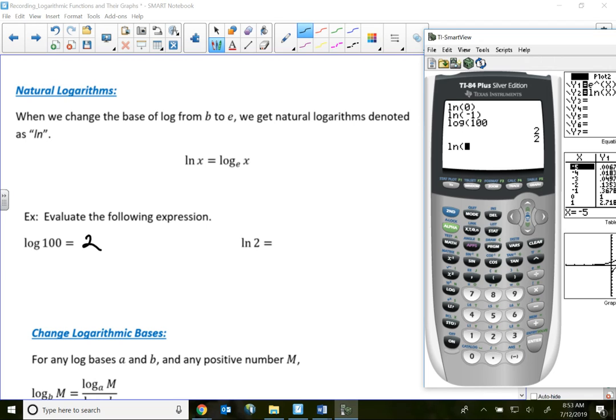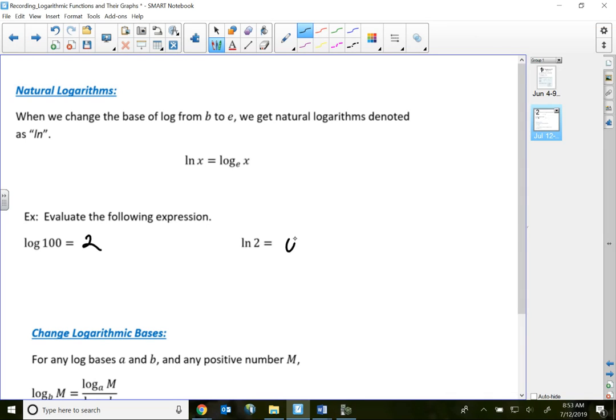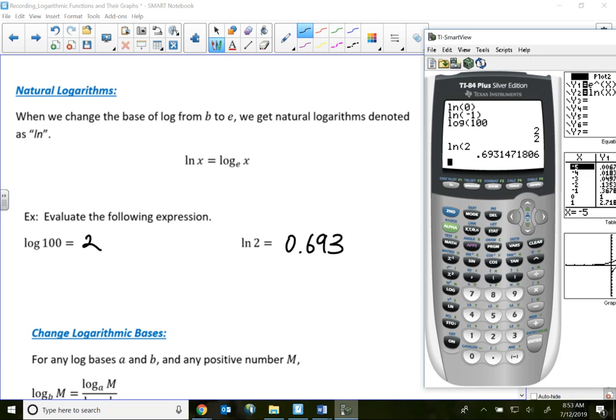All right, natural log of 2. With just a couple decimals, that will be 0.693. All right, just to show you how we can use natural log and logarithm to evaluate an expression.